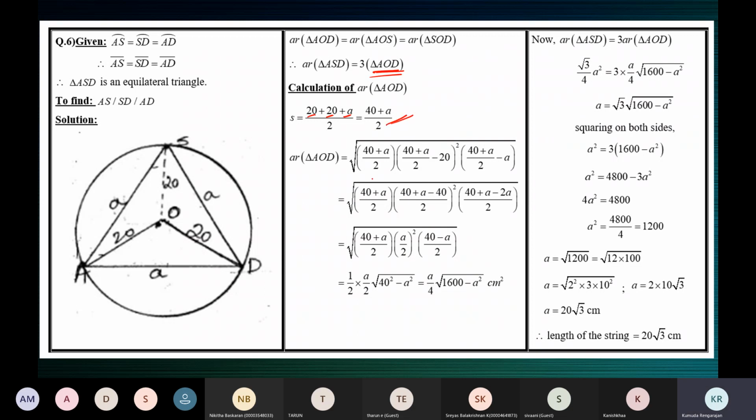40 plus A by 2 is the semi-perimeter S. Area of triangle AOD is equal to the root of S into S minus A, S minus B will be the same thing, so I've put a whole square here, meaning 2 times, into S minus C. The sides are 20, 20 and A. So S minus A is S minus 20, and again S minus 20, right? So I've written S minus 20 the whole square.